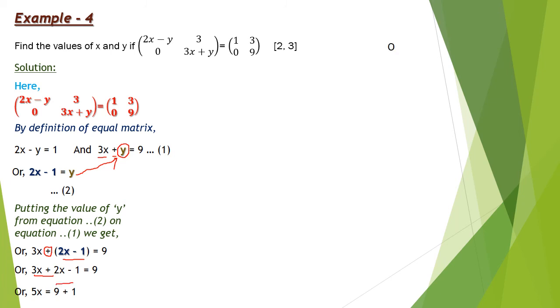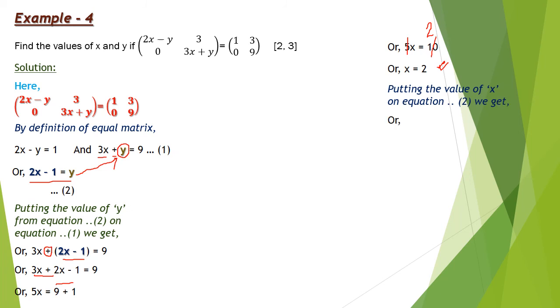Now 9 plus 1 is 10, so 5x is equal to 10. We can cancel, 5 1s are 5 and 5 2s are 10. So the value of x is 2. Now putting the value of x in equation 2, we will get the value of y. We get y equal to 2 into 2, this is the substituted value of x, that is 4 minus 1, and 3 equal to 1.